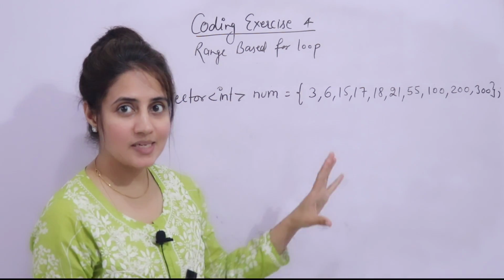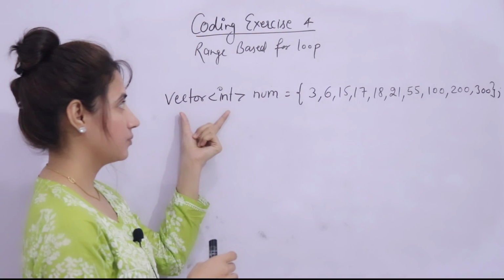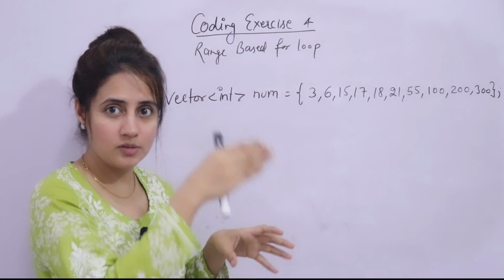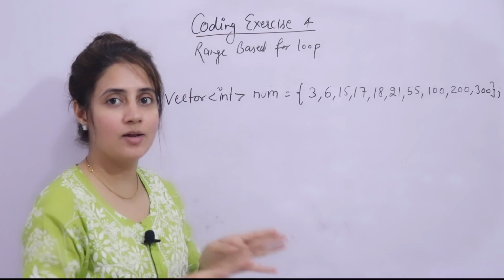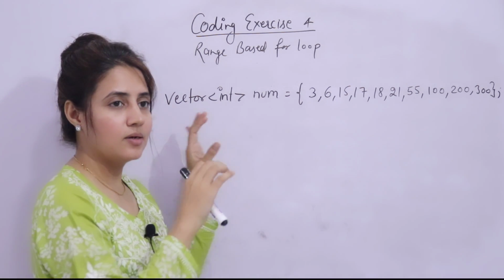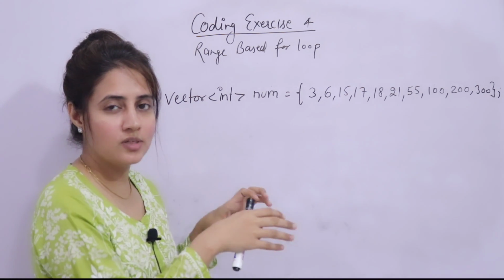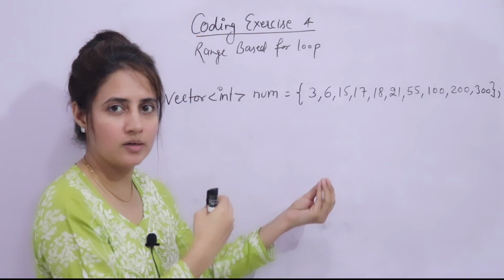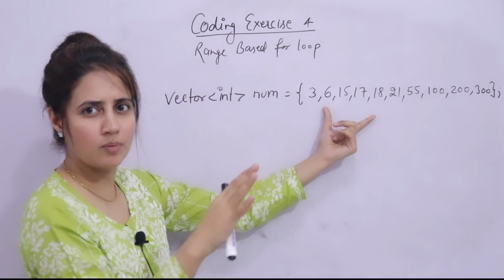So now the exercise is, I have given you a vector. Although we haven't discussed vector till now in this series, we'll be discussing in detail what a vector is. But for now you can say it's a dynamic array, just like an array, but we can change the size of a vector. As you can see, an array is also something like this.